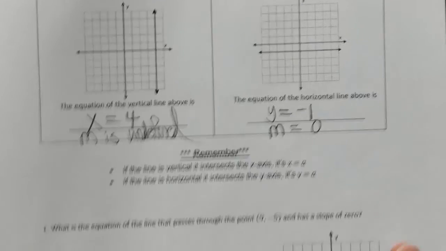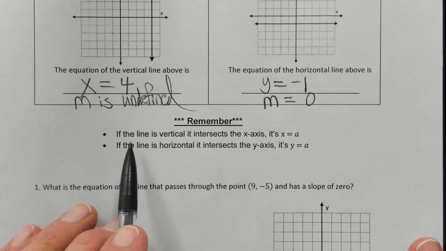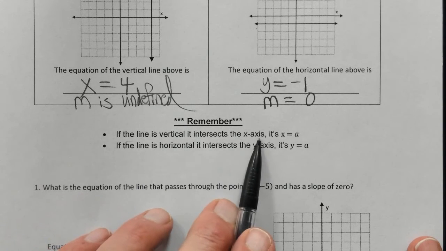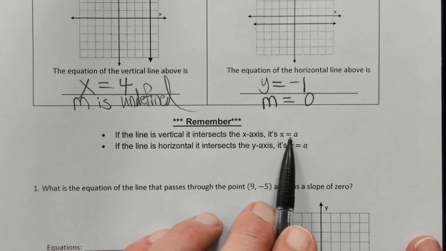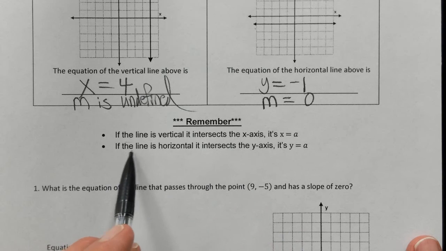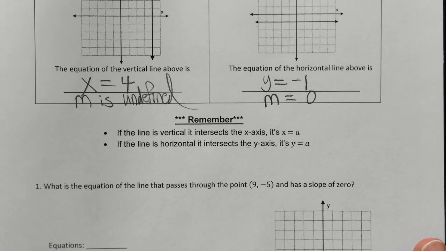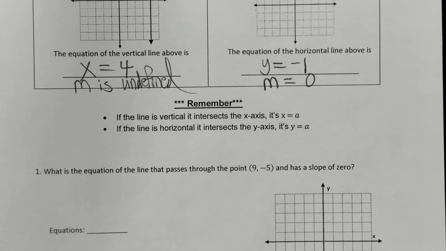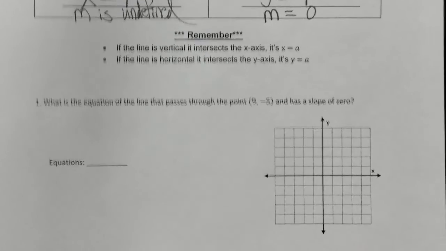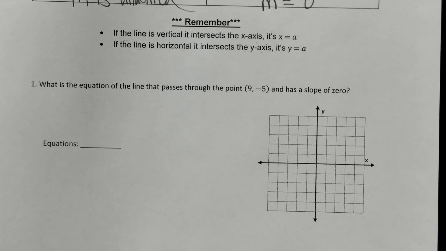All right, so the same reminder statements are here from last time. If the line is vertical, it intersects the x-axis, and the equation is x equals wherever it crosses. If the line is horizontal, it intersects the y-axis, and the equation is y equals wherever it crosses the y. Now, in this section, the questions are going to be asked in a little bit different way. They're solved with the same principles, but here's the way they kind of ask it.